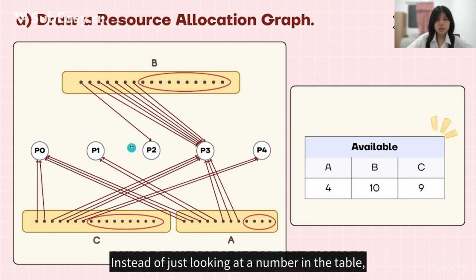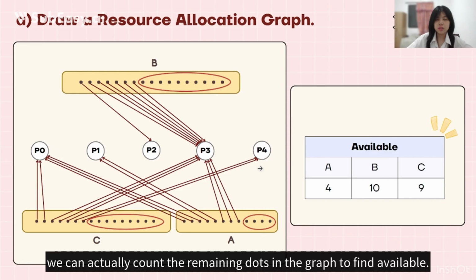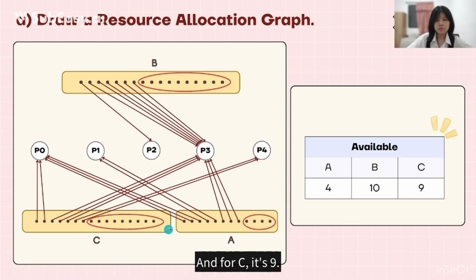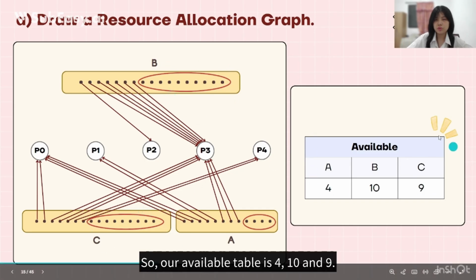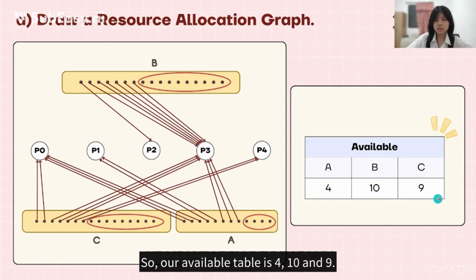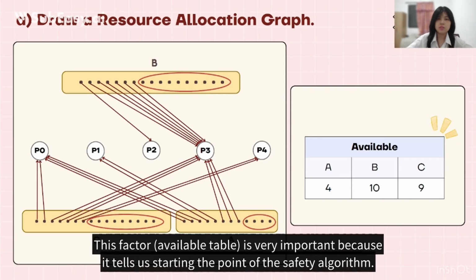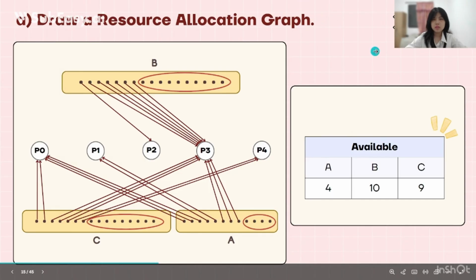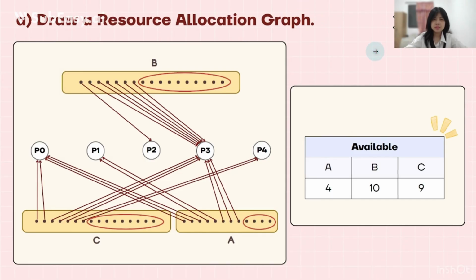So instead of just looking at the numbers in the table, we can actually count the remaining dots in the graph to find available. For example, for resource A, we can see that 4 instances are still free, for B it is 10, and for C it is 9. So our available is 4, 10, and 9. This vector is very important because it tells us the starting point of the safety algorithm. In other words, these are the resources we can immediately give out without any risk. Let's start the next question.